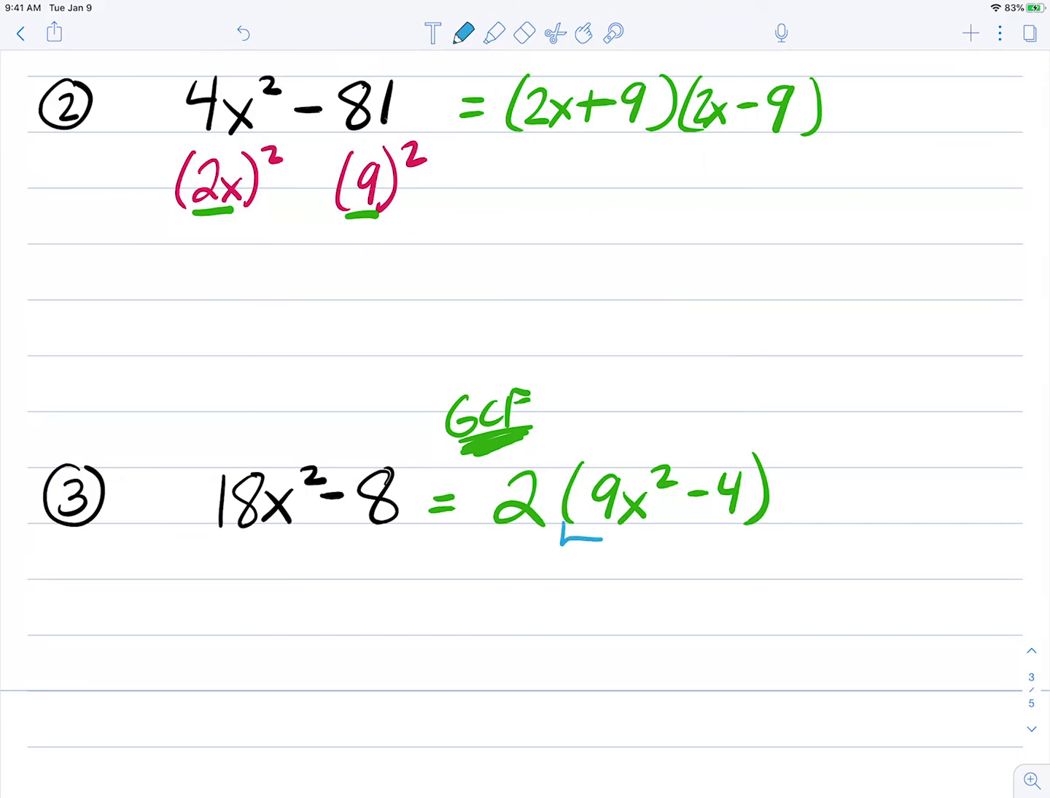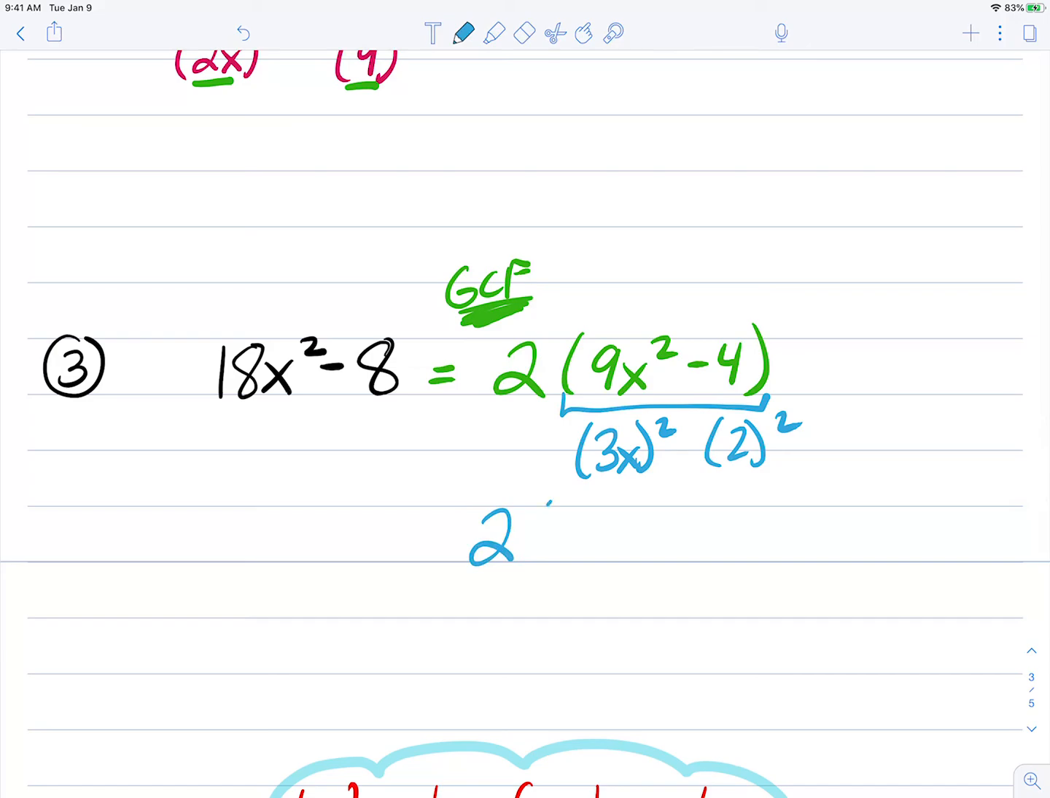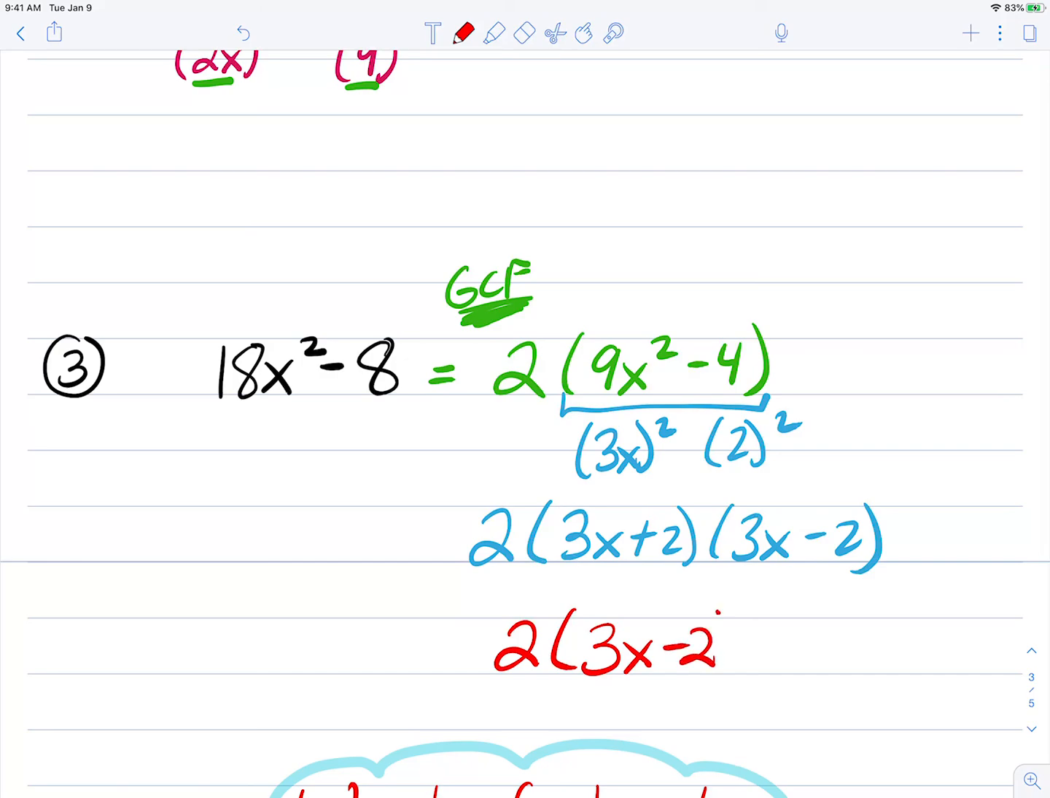Now, inside the parentheses, I have 2 terms, going through the factoring flowchart, and I have to say, okay, is it a difference of 2 squares? So 9x squared is 3x squared, and 4 is 2 squared. So yes, it is. So in our answer, do not forget your GCF. GCF is part of your answer. And we have 3x plus 2 and 3x minus 2. I also want to mention, if your plus and minus is backwards, so if you had your GCF of 2 and then you had 3x minus 2 and then 3x plus 2, those are the same answer because you can multiply in any order.